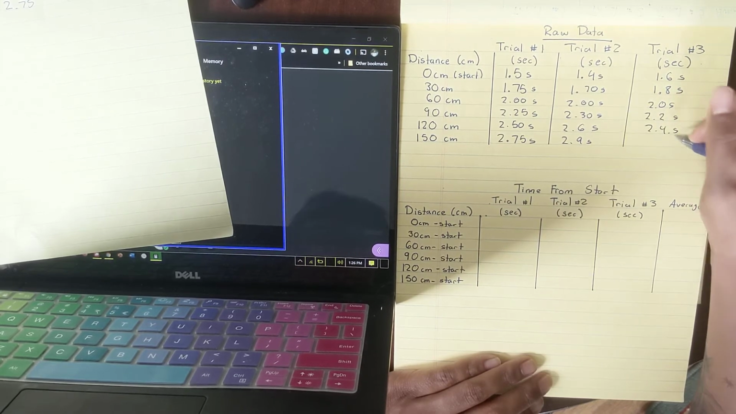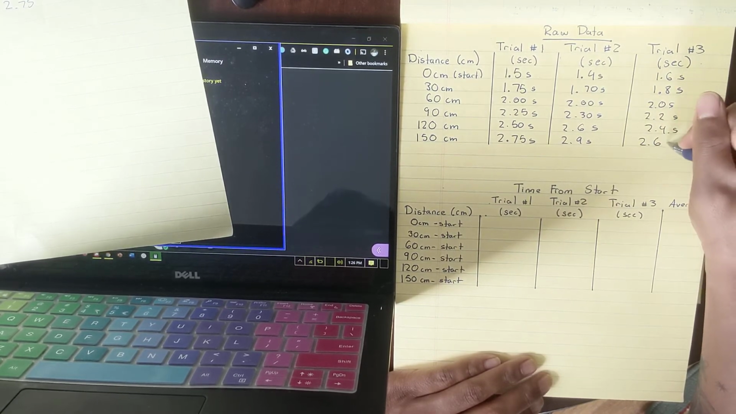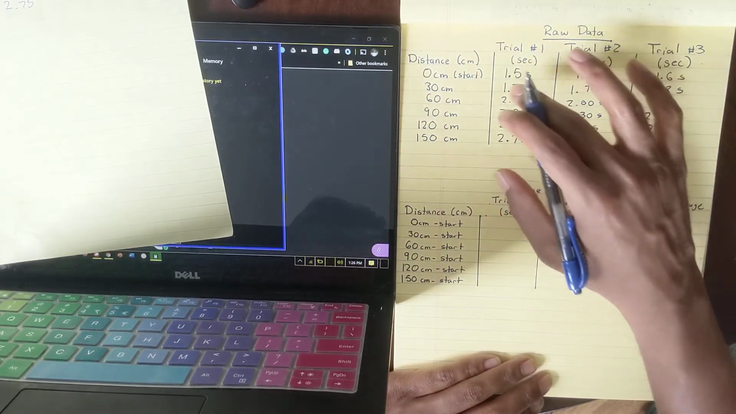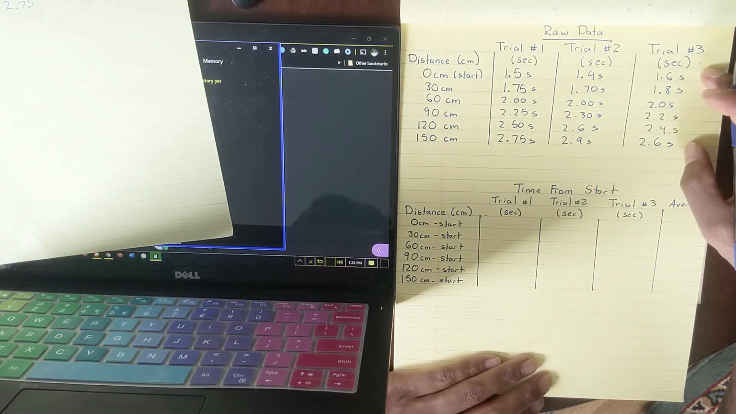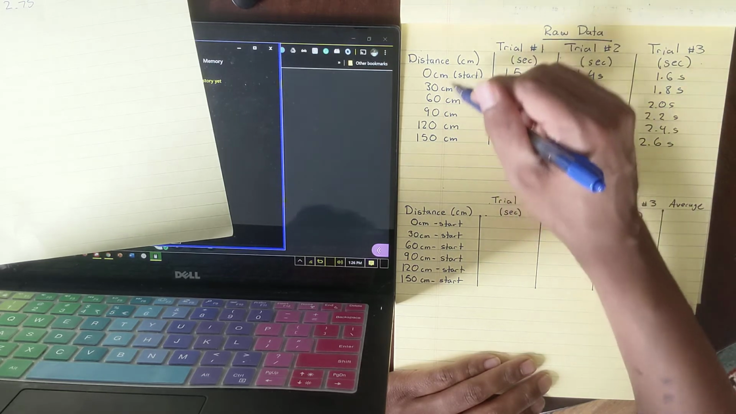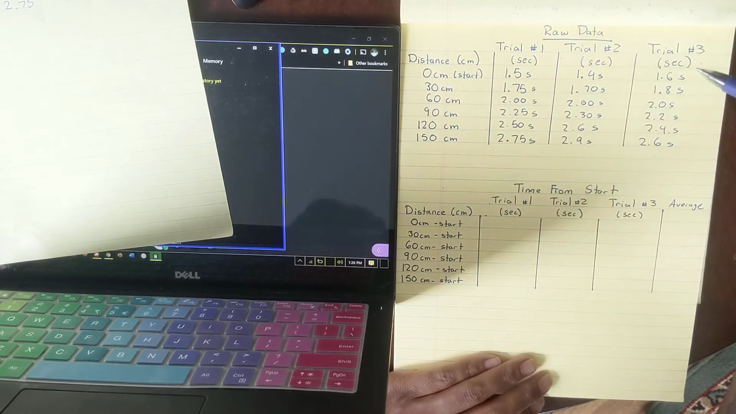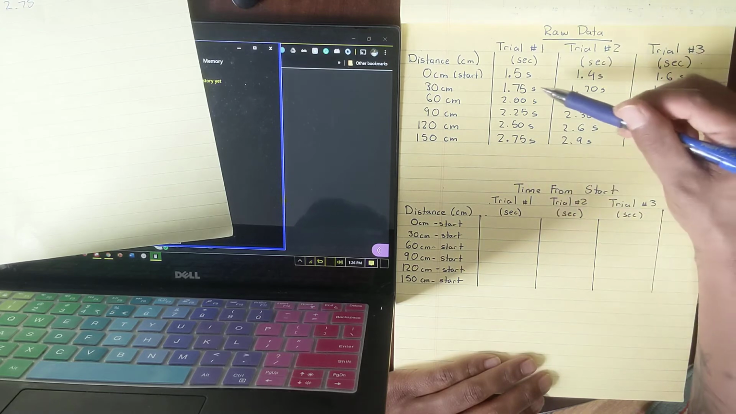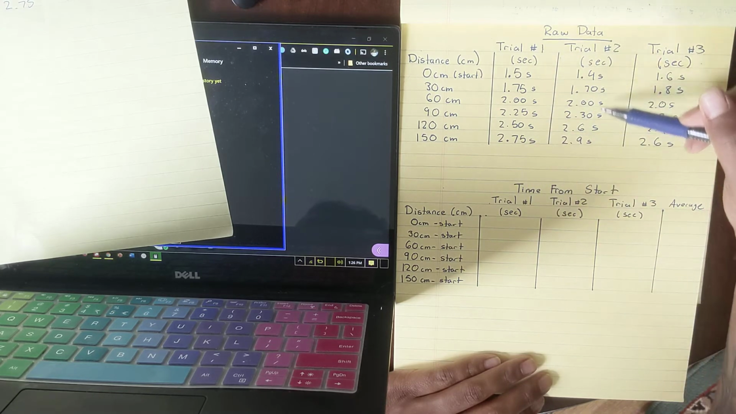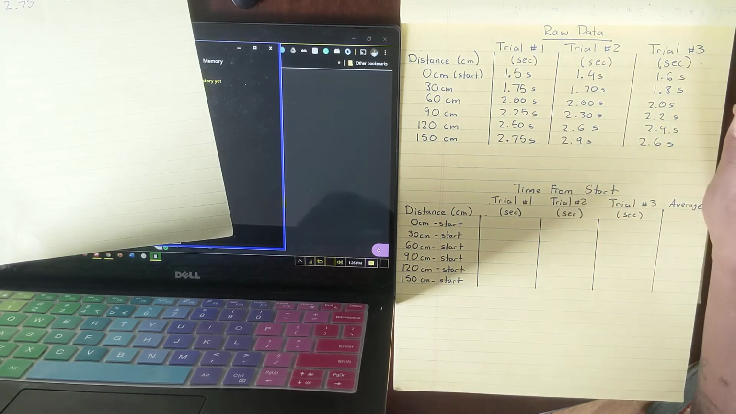Like that. Okay, now that you've seen how to set up your data table and how to input your data, I want you to pause this video, set up your table, and then open up the first trial and start adding in your data. Okay? And then come back once you've done collecting your data. So pause right here.